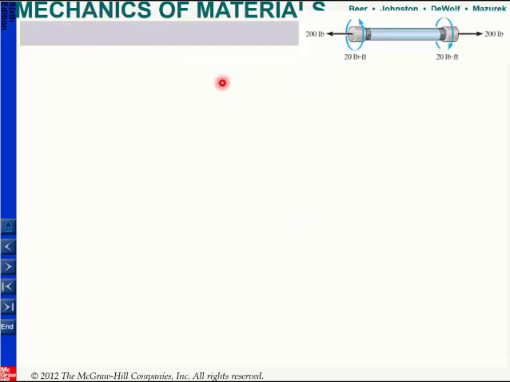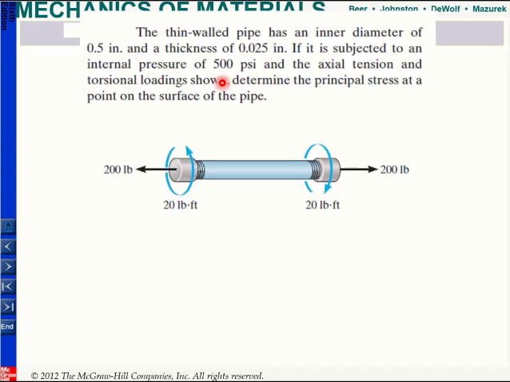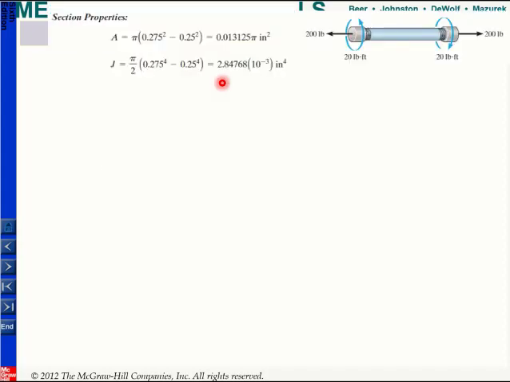Okay, so first of all I need to find some section properties. Since the radius, the inner diameter, and the thickness are given, I can find the area. It's pi times r of the outer surface squared minus r of the inner surface squared, and you can also find your J given by this equation. Okay, and then we will use our thin wall analysis, and a common practice is generally to check this r over t.